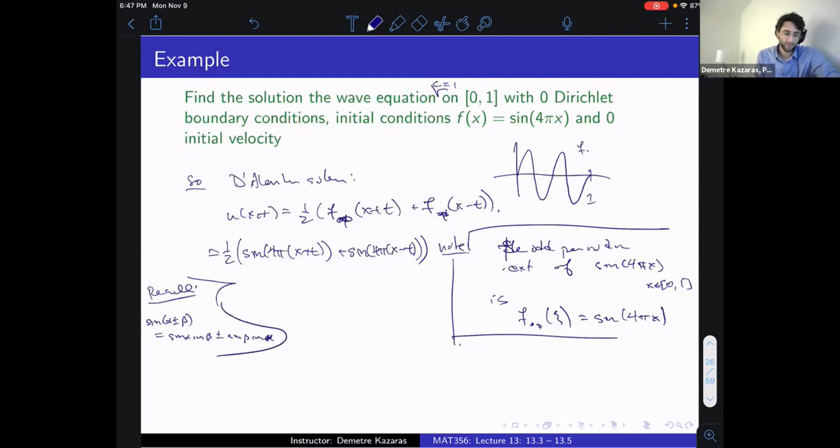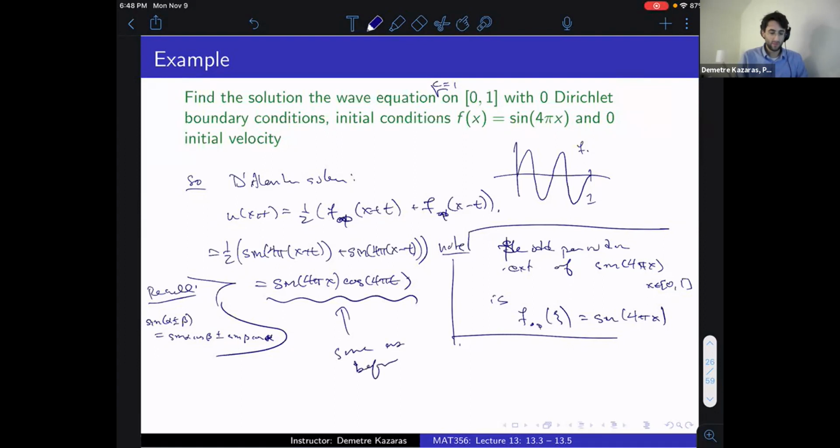And you find that when you apply that formula to both of these two little expressions here, you will get some cancellation, and what you get in the end is sine of 4 pi x times cosine of 4 pi t. If you use that trig identity, it is the same as before. That's the same formula that I wrote down earlier.